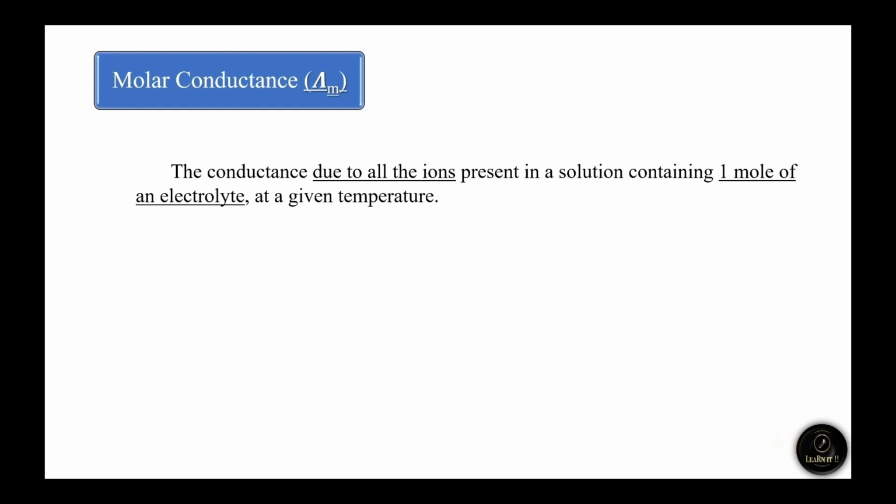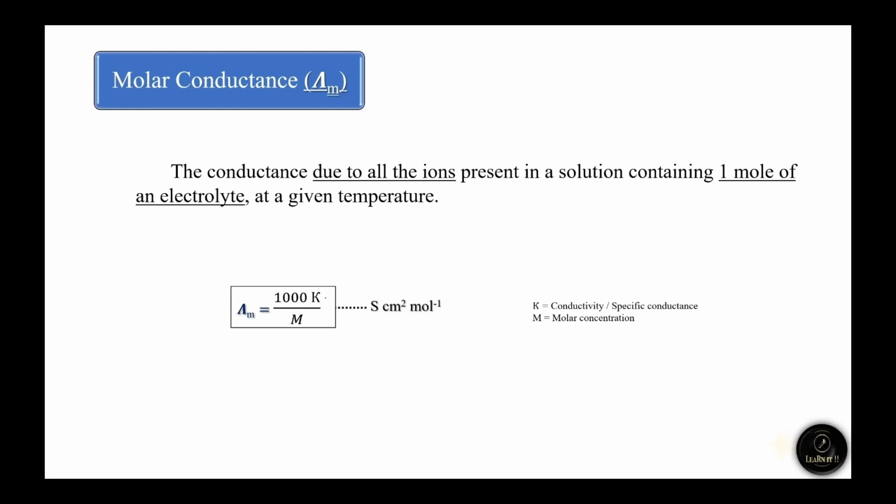Molar conductance can be given by the formula 1000 kappa by M. It is not K, it is kappa. Kappa means specific conductance, and M means the molarity, the number of moles of solute or electrolyte. So the unit of molar conductance is Siemens centimeter square per mole.